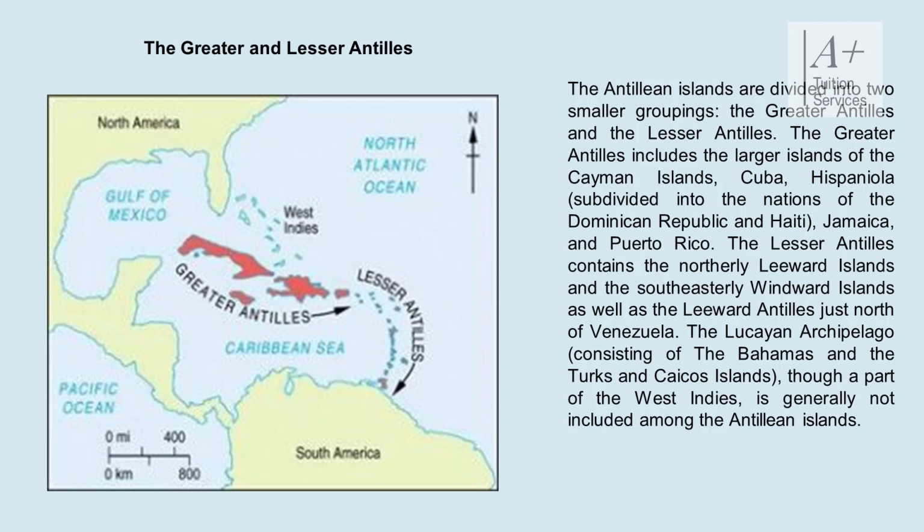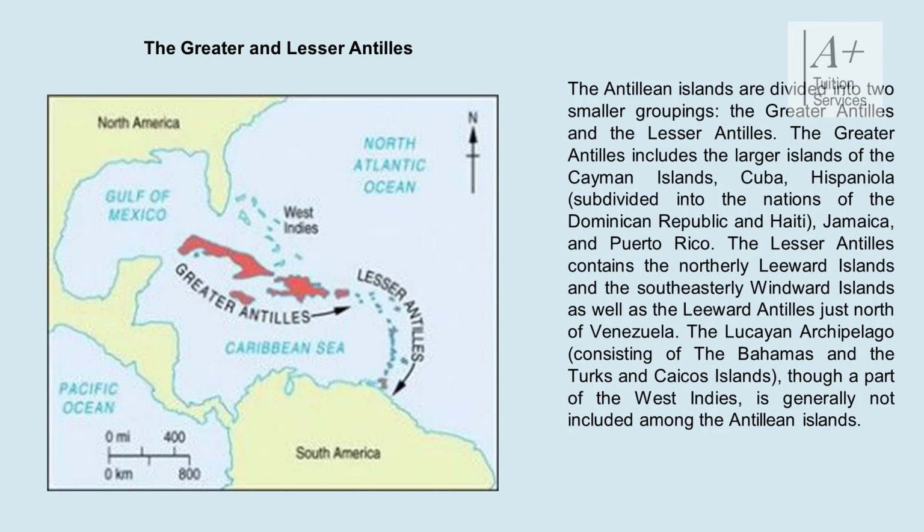Now we look at the Greater and Lesser Antilles. So the islands are divided into the Windward and Leeward Islands. Now they are subdivided into the Greater and Lesser Antilles. The Antillean Islands are divided into two smaller groupings, the Greater Antilles and the Lesser Antilles. The Greater Antilles includes the larger islands of the Cayman Islands, Cuba, Hispaniola, subdivided into the nations of the Dominican Republic and Haiti, Jamaica, and Puerto Rico.